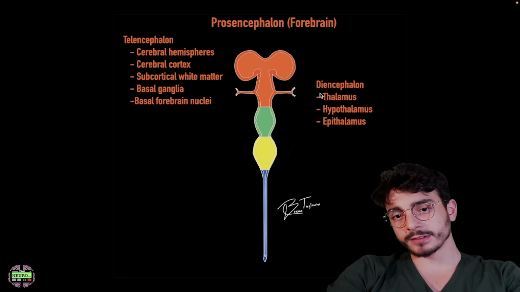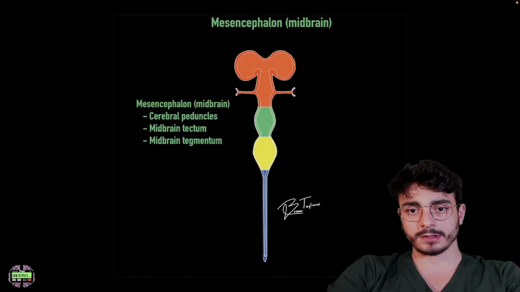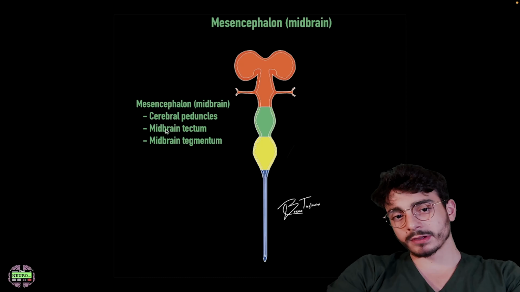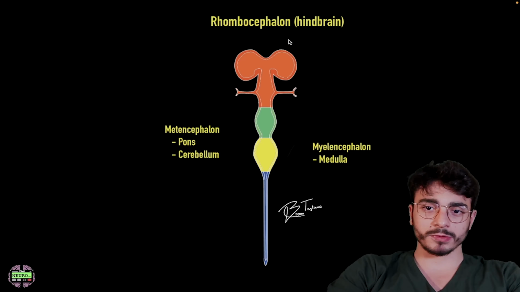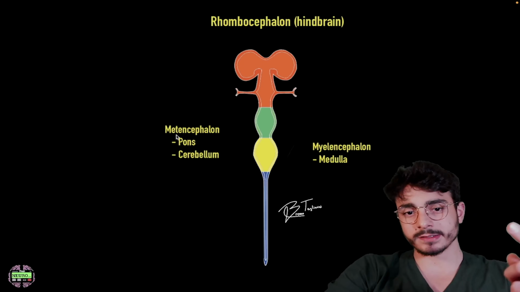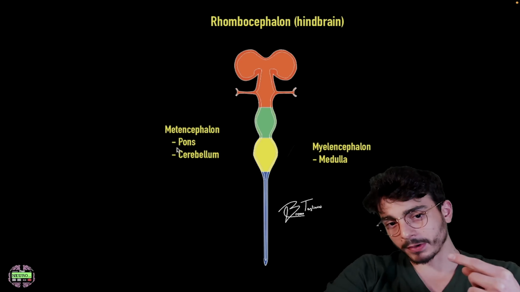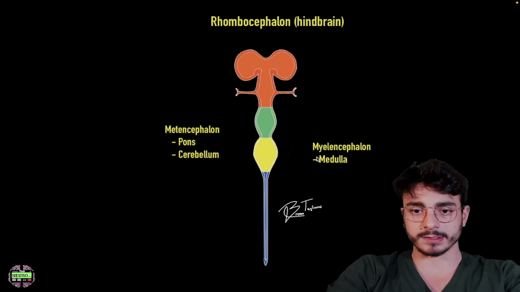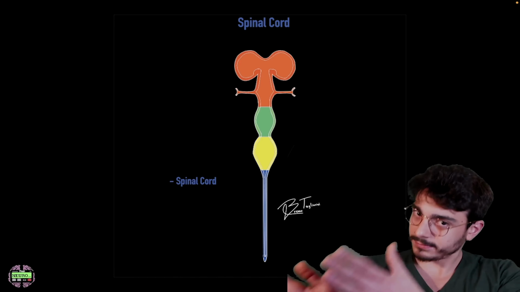The diencephalon: the thalamus, hypothalamus, and epithalamus. Now the mesencephalon, or the midbrain: the cerebral peduncles, the midbrain tectum, the midbrain tegmentum. Rhombencephalon, or hindbrain, has two different parts: the metencephalon, which will give rise to the pons and the cerebellum, and the myelencephalon, the medulla oblongata. The spinal cord.